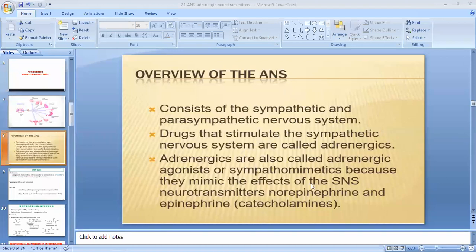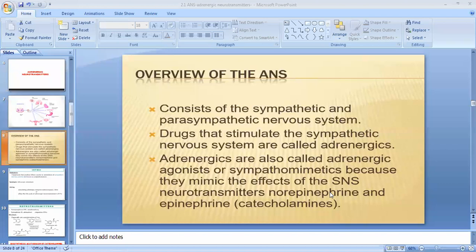Now, the adrenergic drugs are also known as adrenergic agonists or sympathomimetics. What are the neurotransmitters which are basically involved in the system? They are norepinephrine and epinephrine. And these norepinephrine and epinephrine are known as catecholamines.